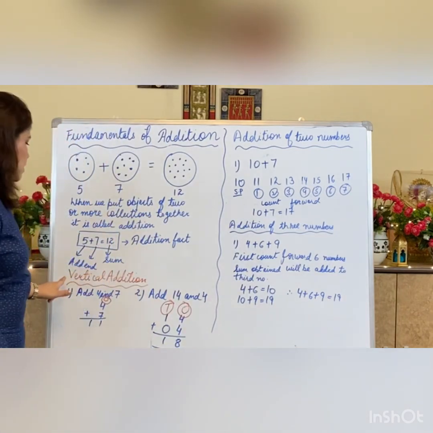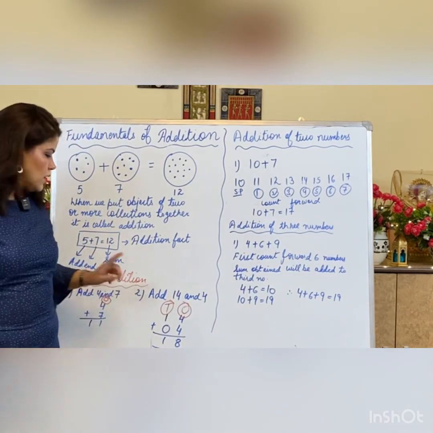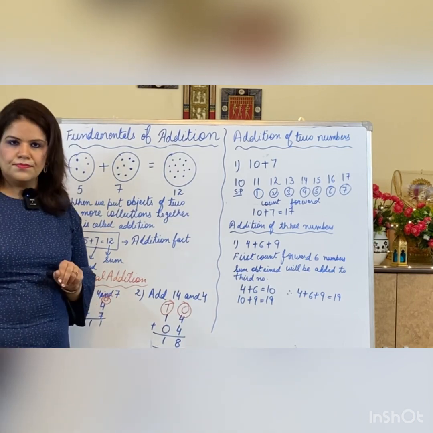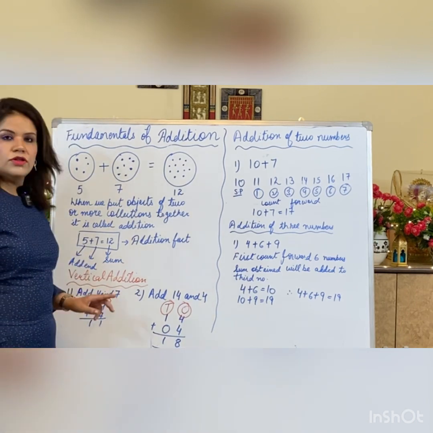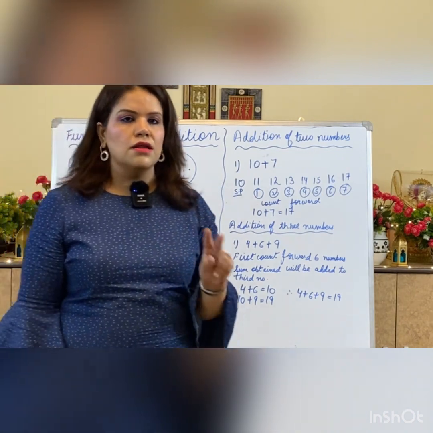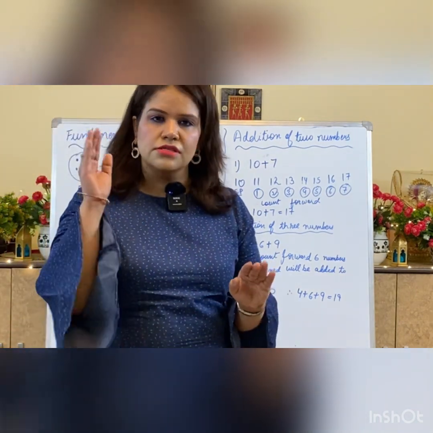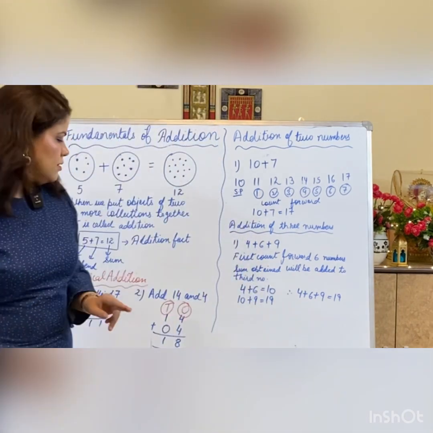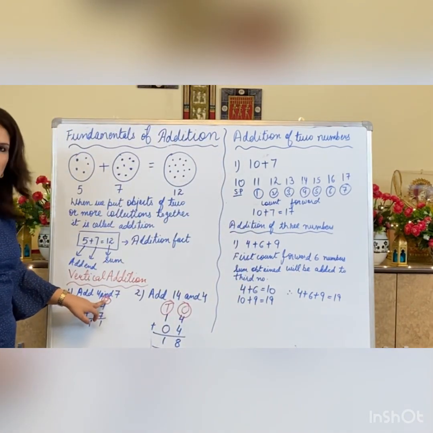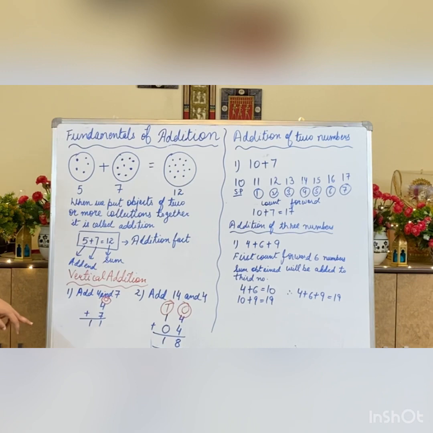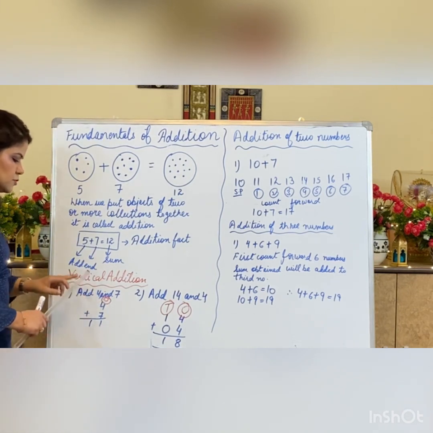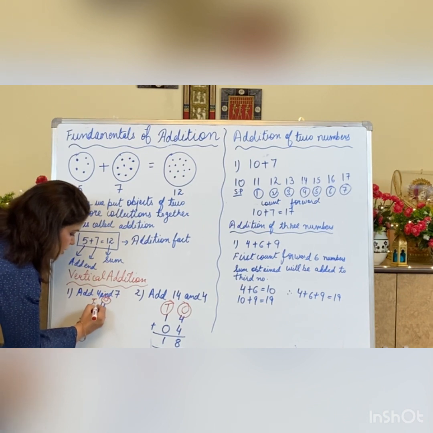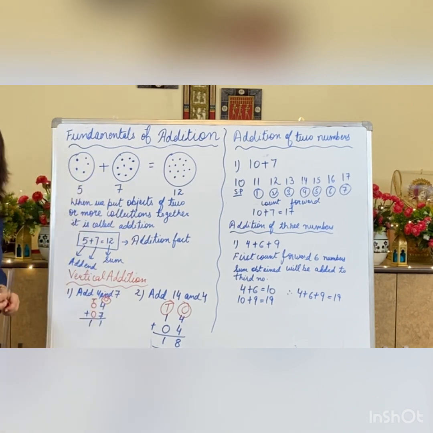Now next I am taking vertical addition. In vertical addition I am taking two numbers, 4 and 7. They both are single digits. There is nothing in the tens place. This is my ones place. Tens place I have nothing, so on the tens place I will be writing 0 and 0.